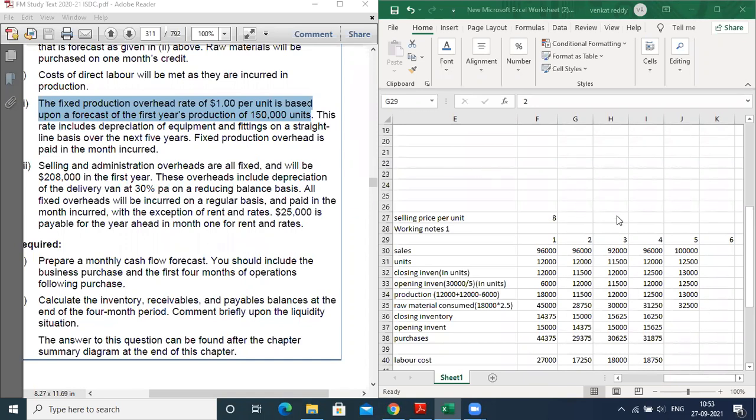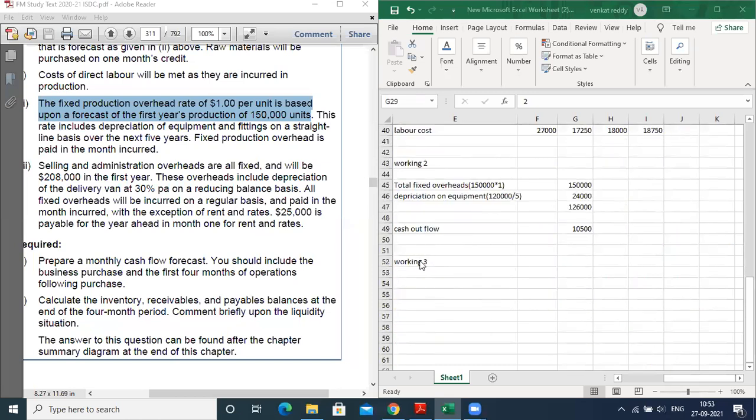Now we try to calculate this. What will be the effect? So total selling overhead is 2,08,000, and I think most of you know that we need to deduct the depreciation.